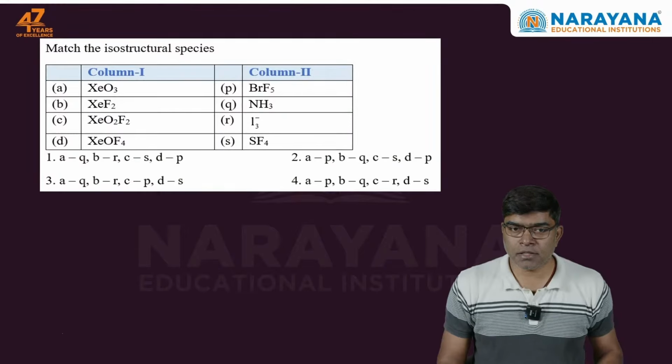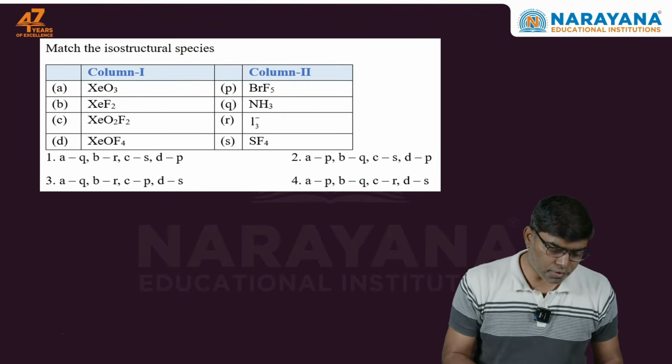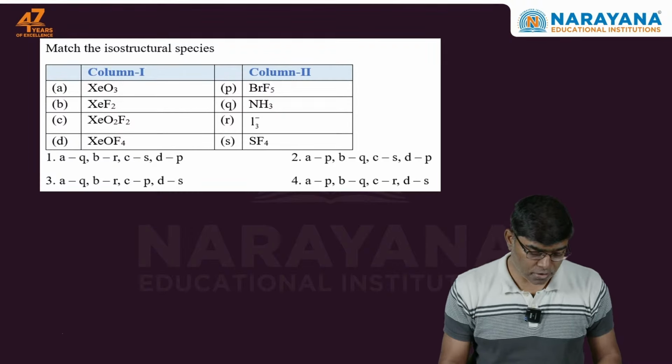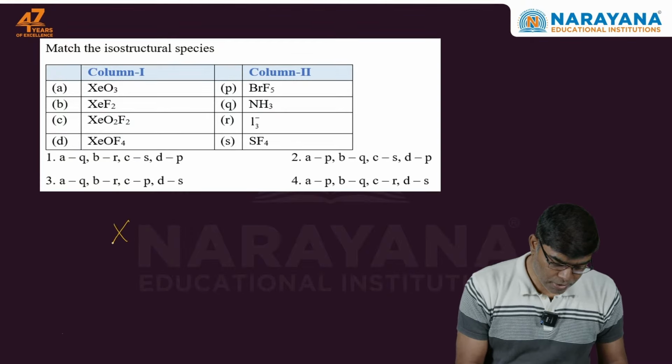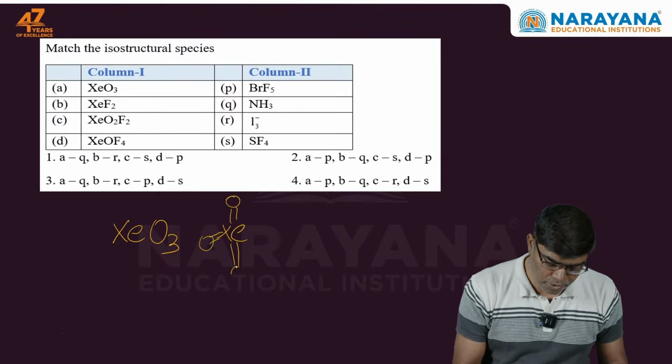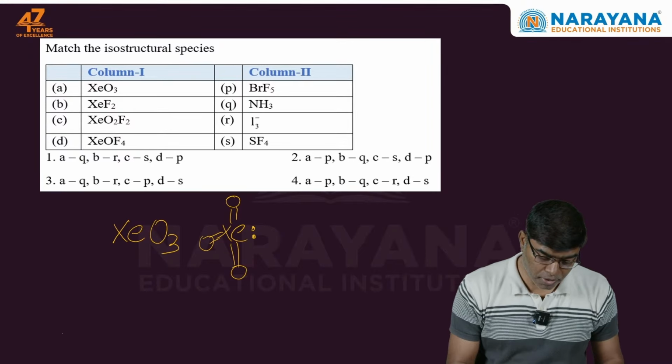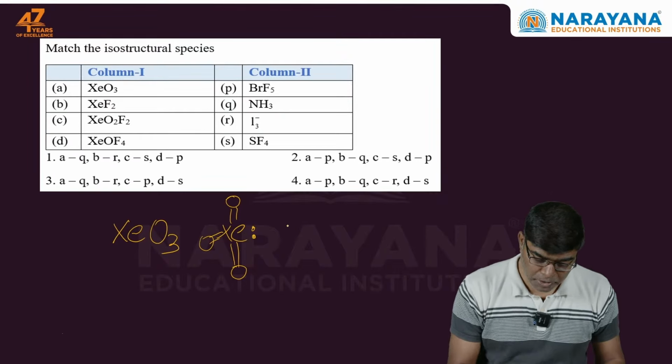So students, let's continue with more questions on today's paper, 28th January, second shift. So this is the question on the screen. We have to match isostructural species. So we know that XeO3, we have Xe double bonded to oxygen and there must be one lone pair. So it must be sp3 hybridized and it must be pyramidal.